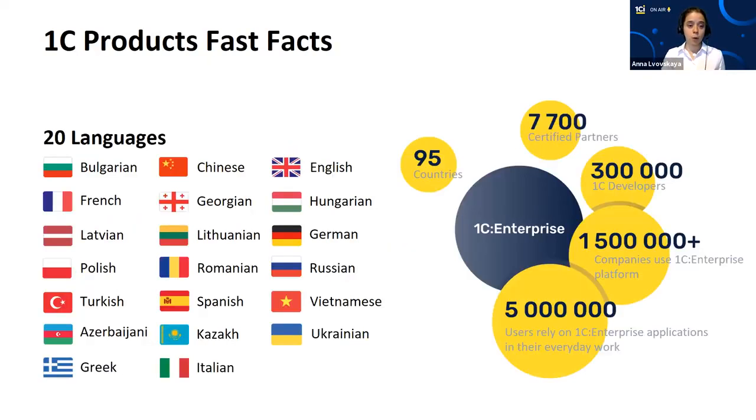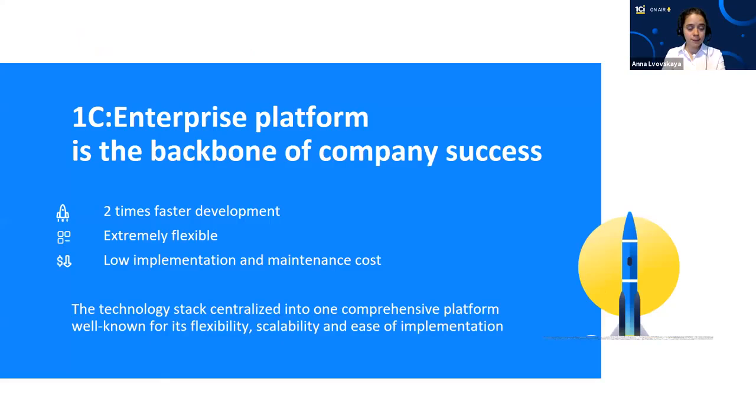Right now, OneSea is translated into 20 languages. OneSea solutions are being used in 95 countries. We have got more than 7,700 partners around the world and more than 5 million users. So what is behind this huge success? How did they achieve this success?